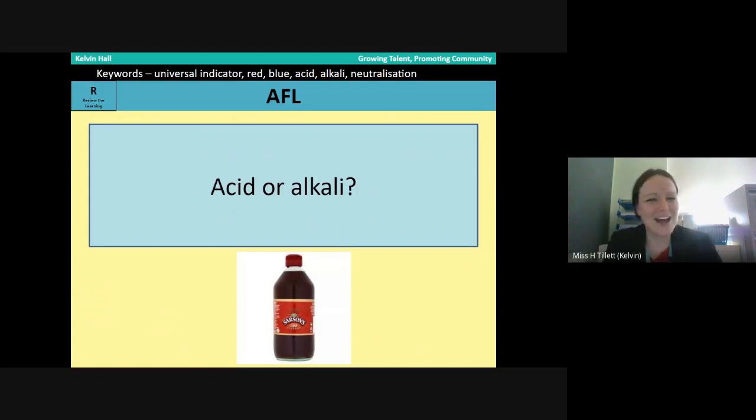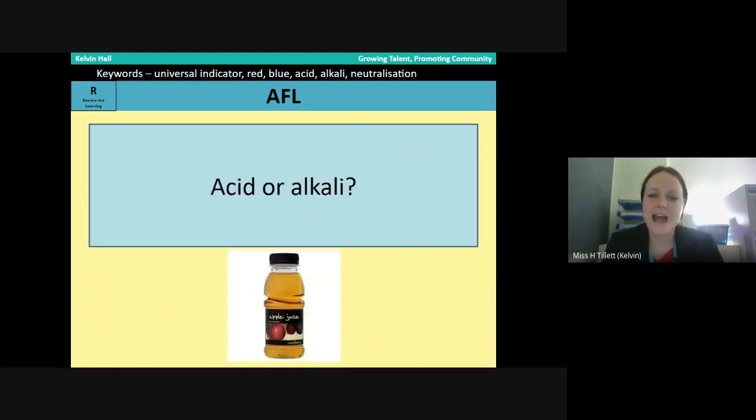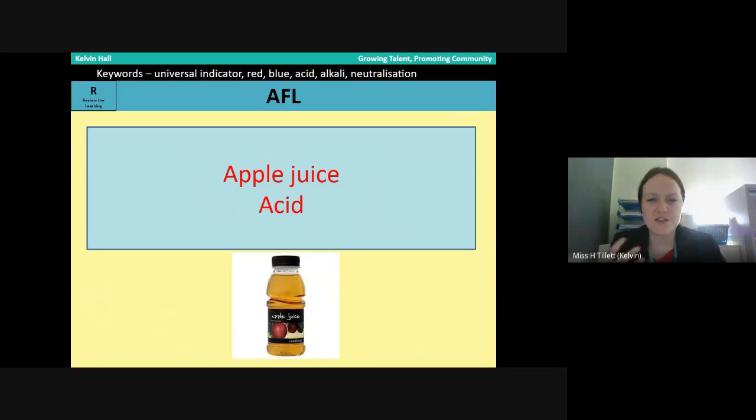Vinegar. What did we say earlier vinegar was? So hopefully you got this one. Vinegar is an acid, okay? Apple juice. Now, what did you think? Did you think this was more like Rennie or more like vinegar? Apple juice is also an acid. Now, you'd be starting to think about the difference in the taste between vinegar and apple juice, okay? One is a lot more sour, one is a lot more sweet. So that's starting to help us think about the difference in the strength of these acids.